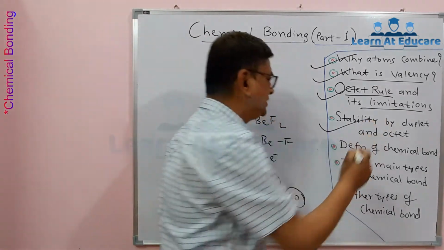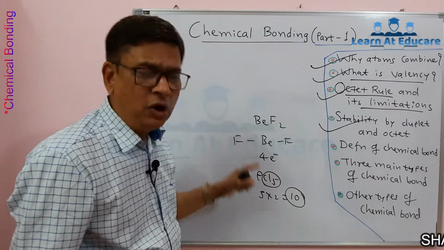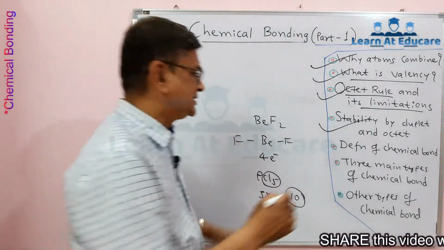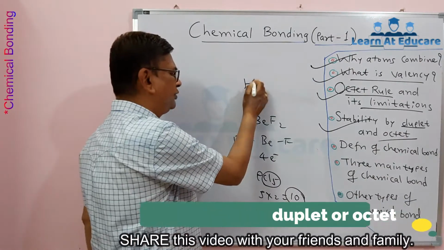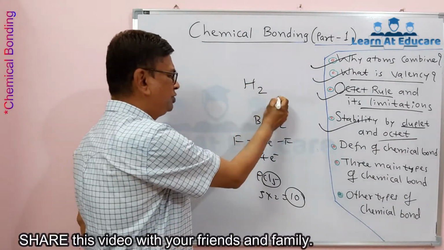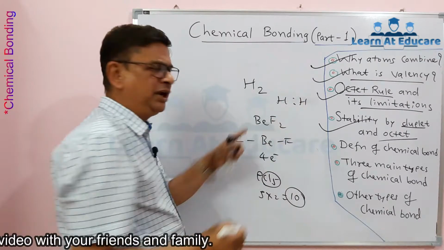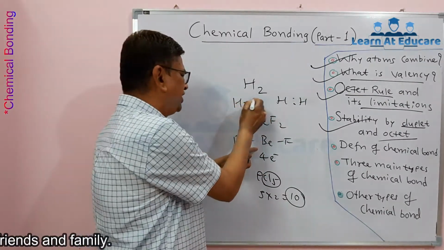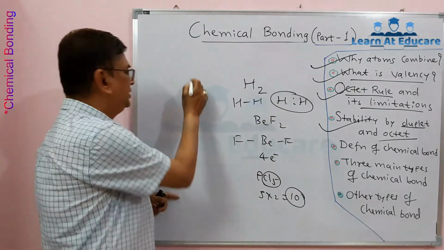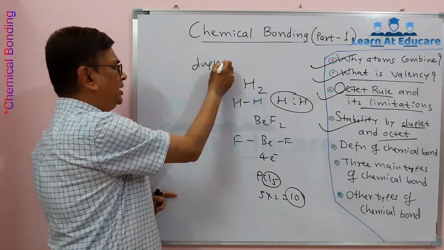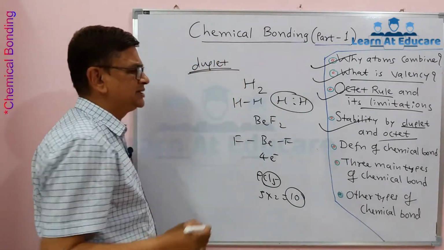So stability is obtained here by an octet and sometimes by a duplet. For smaller atoms like hydrogen, for example, when the H2 molecule is formed, there is an H-H covalent bond, and in that H-H covalent bond there are only 2 electrons. So it is not only an octet but also a duplet that gets formed.